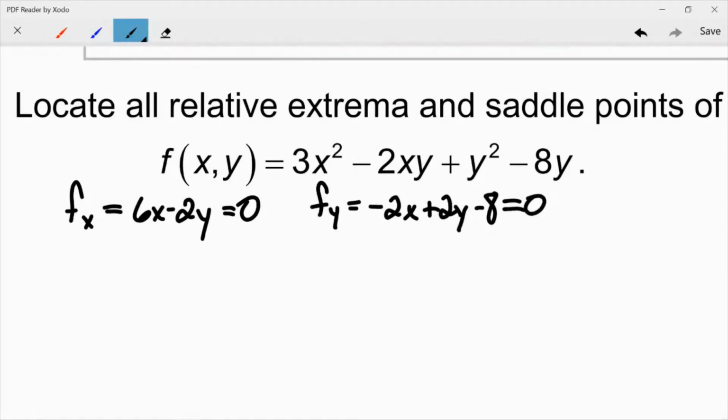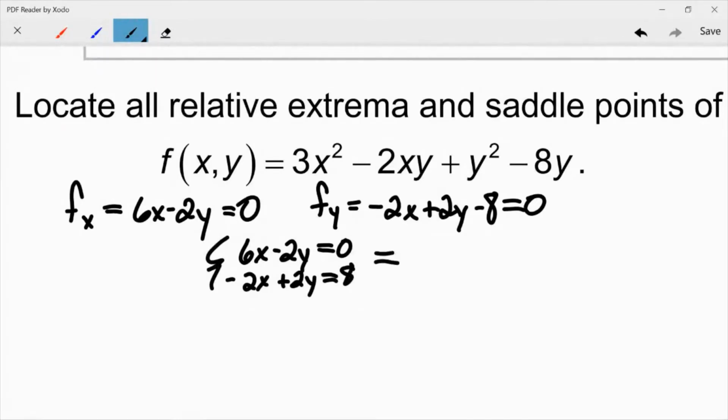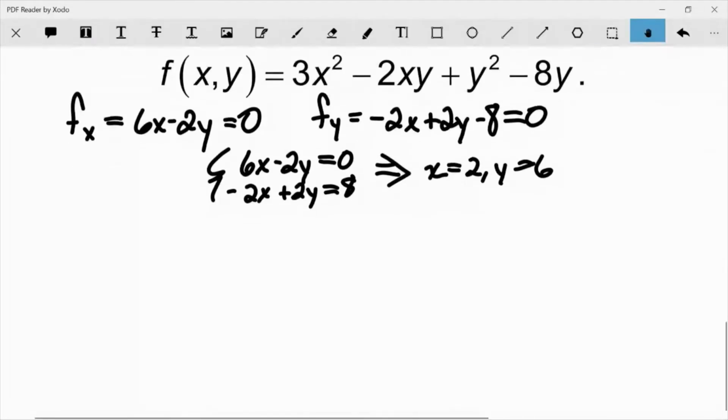So in the end, I've essentially got a really simple system of equations. 6x minus 2y is 0, and I have negative 2x plus 2y is equal to 8. This is a system of equations that we could solve really quickly by elimination. It wouldn't be difficult to do. But in the end, we would get x is 2 and y is equal to 6. A lot of the algebra on these problems, I'm not going to work through step by step. You guys know how to do that kind of stuff.